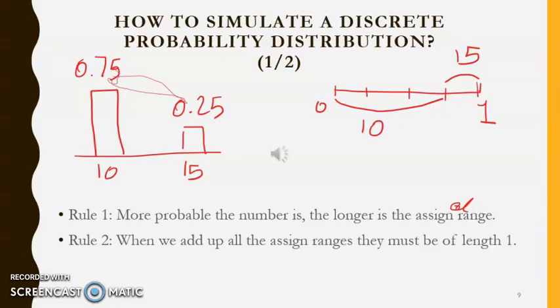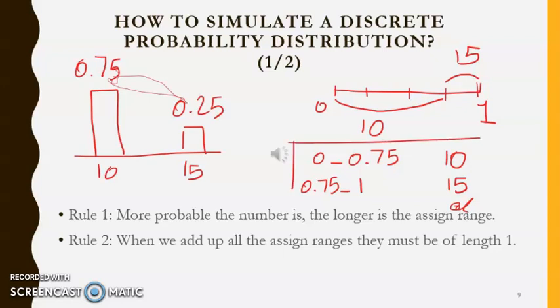In continuation of the previous video, when we want to do the assignment more formal and documented, we should do this. We write 0 to 0.75, the value would be 10, and 0.75 to 1, the value would be 15. So it's going to be the reference table for simulation.